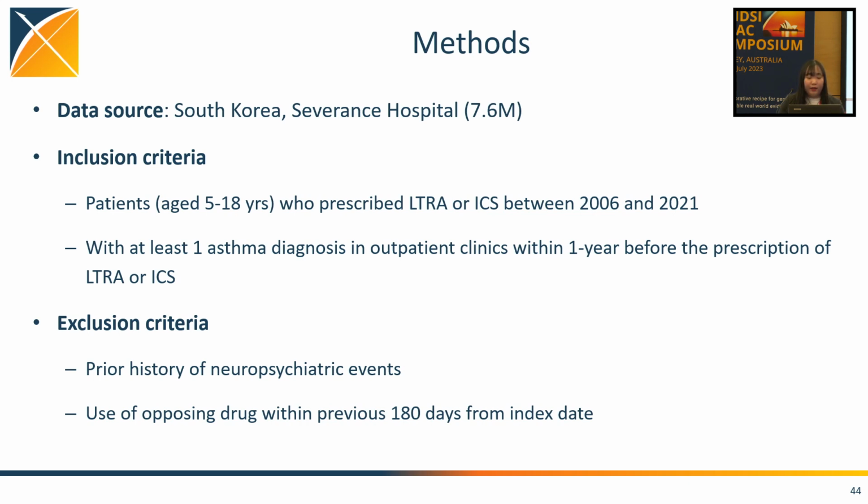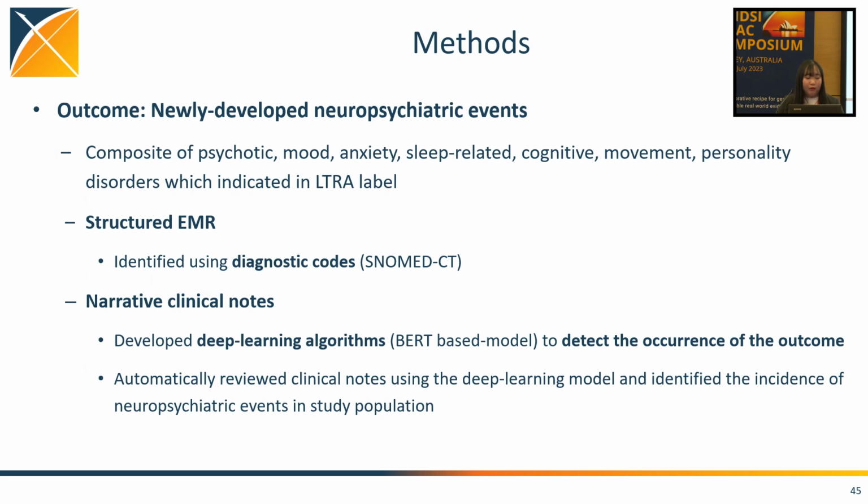We identified patients aged between 5 and 18 years who were prescribed LTRA or ICS, and patients with at least one asthma diagnosis in outpatient clinics were included in this study. And we excluded patients who had a prior history of neuropsychiatric events or use of the opposing study drug before the index date. The outcome was newly developed neuropsychiatric events.